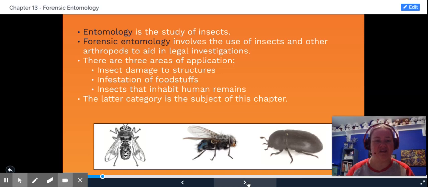Entomology is the study of insects, and forensic entomology is using insects and other arthropods in a legal setting. That could be in one of three areas. It could be insect damage to structures, it could be food contamination by insects infesting foodstuffs, or it can be insects that are present on a body after the body's dead. That's what we're going to be focusing on in this particular chapter.